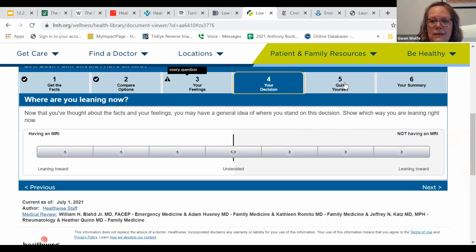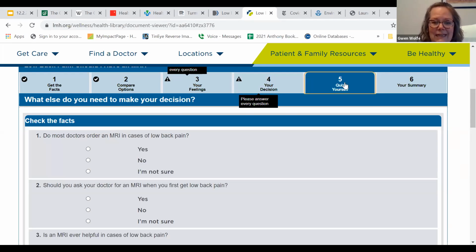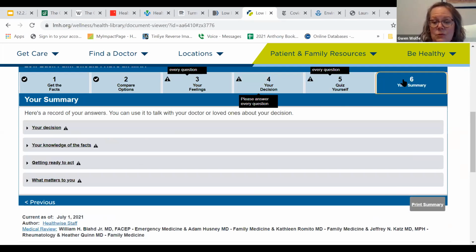I'm just clicking through to the next one. And then you can quiz yourself. If you're really needing some support in making a decision for a big medical procedure, this is a tool that can help you think through some things that maybe you wouldn't have normally thought about related to an MRI for your back pain.